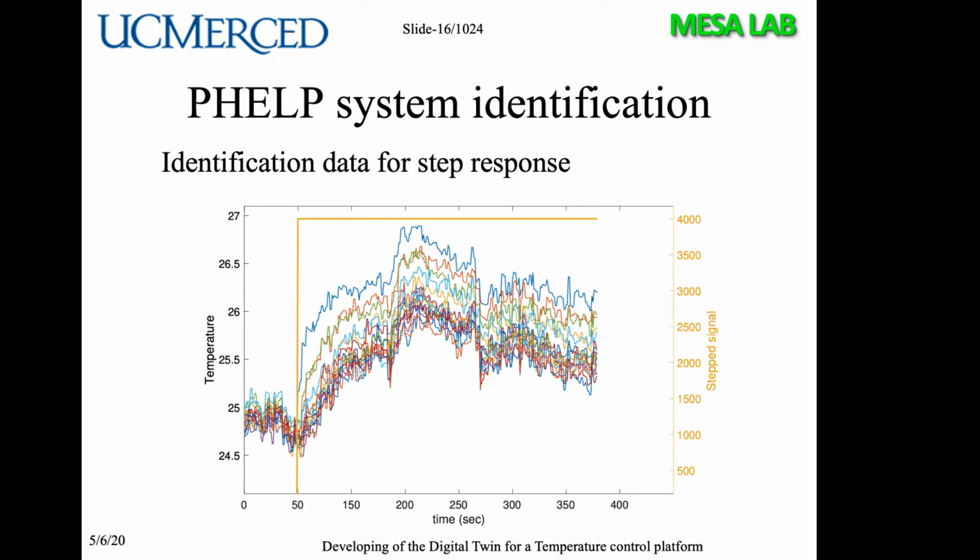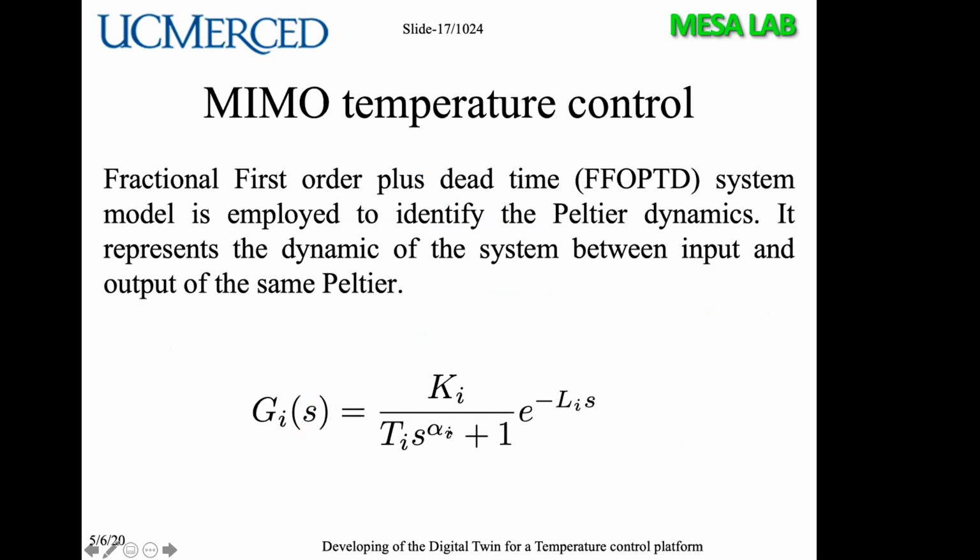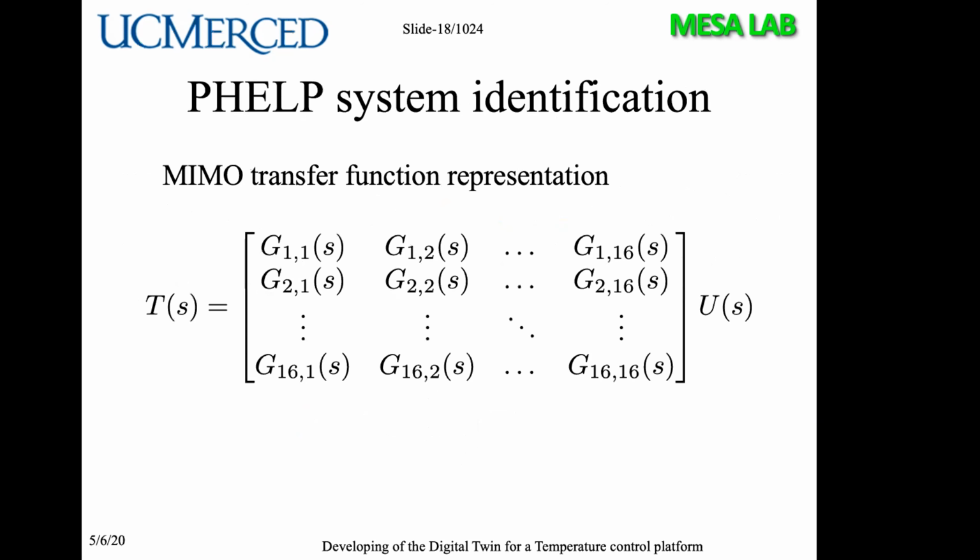We apply this step signal with the maximal amplitude, and this is the value of temperature in all the Peltier at this moment. So using this model, fractional first order plus time delay system, we find the parameters of this transfer function to characterize the dynamic between the input 1 and all the Peltier input 2, so in that way.